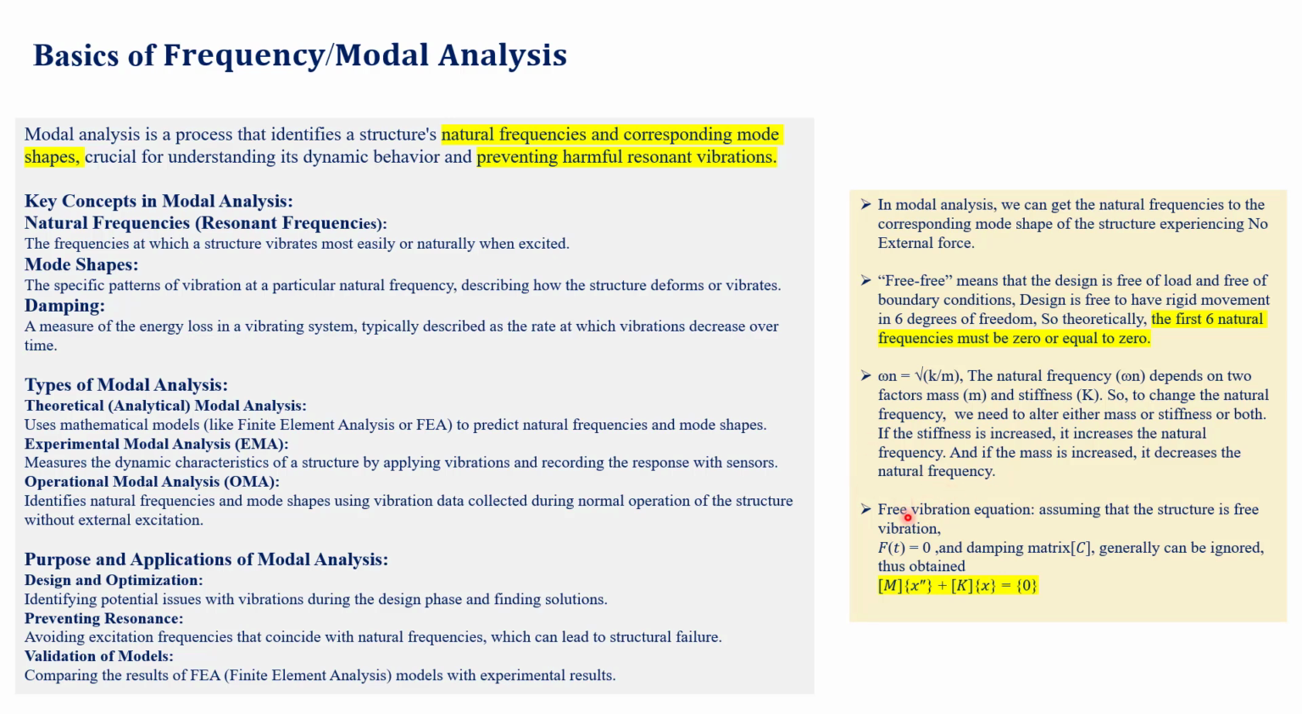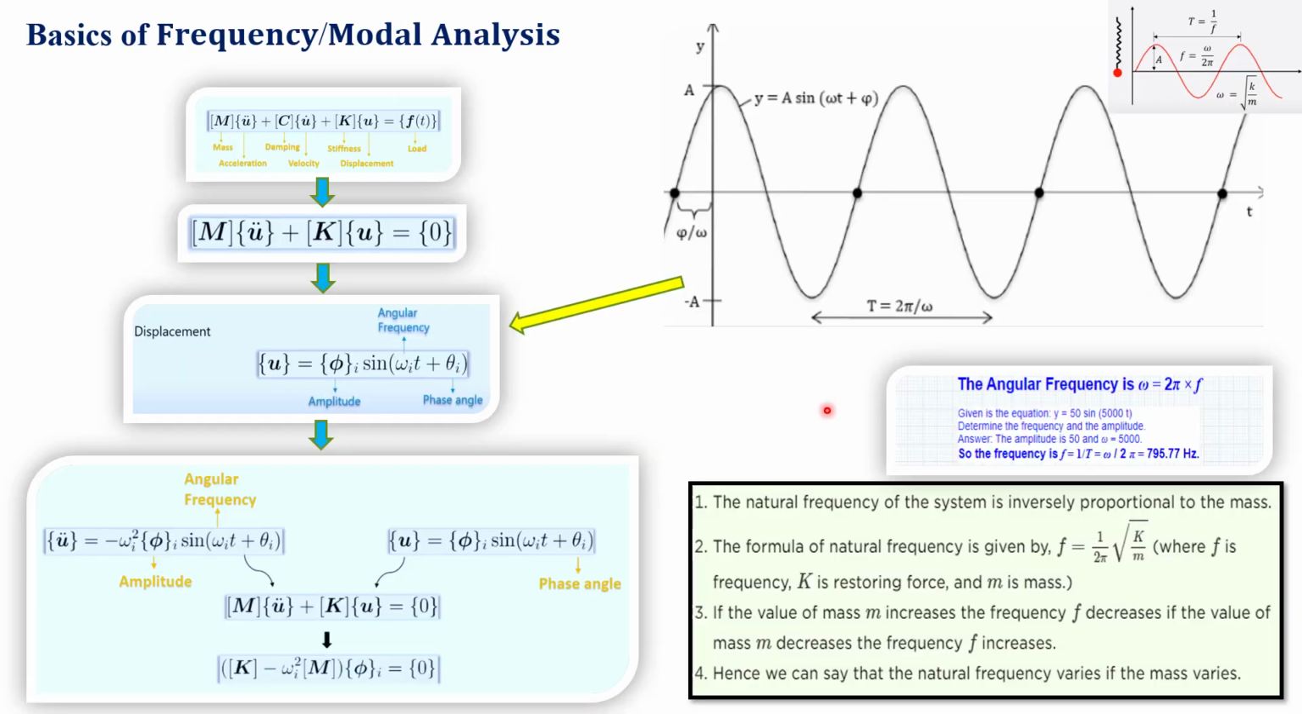Next one is the free vibration equation. When it comes to the vibration equation, we have the equation of motion, that is m u double dot plus c u dot plus k u, which is equal to 0, where c, the damping, we generally consider as 0. So we have m u double dot and k u, in short m x double dot plus k x. Now this formula we are going to take further and derive the angular frequency to frequency relation. I'll take you through that.